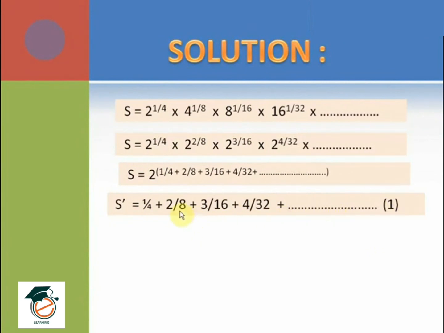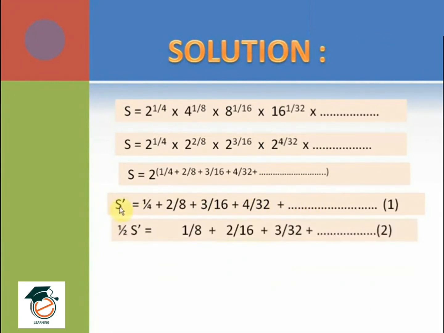Now what we observe here is that this is an arithmetico-geometric series in which we see that d is equal to 1 and r is equal to 1 by 2. So what we do is, we multiply both sides of this equation by r, which is equal to 1 by 2. Thus this becomes 1 by 2 S dash equal to 1 by 8 plus 2 by 16 plus 3 by 32, and so on. And let us say that this is equation number 2. We have written this in the form that this term coincides with this term, coincides with this term, coincides with this term, and so on.